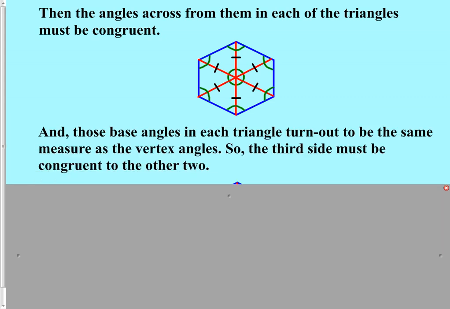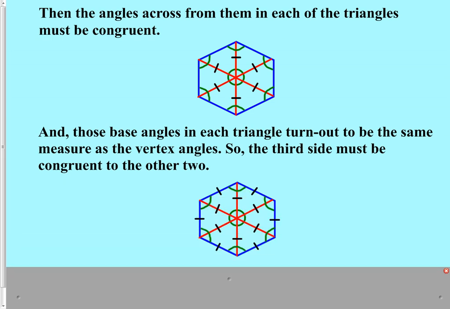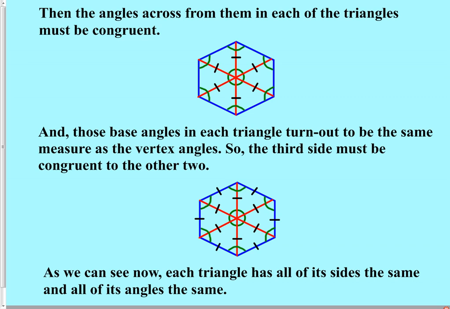Now, even further, those base angles in each triangle end up being the same measurement as I just said. So that means that the third side of the triangle must be congruent to the other two. Since all three angles are the same, all three side lengths must be the same. So what we are looking at in this particular instance is a regular hexagon that, by drawing in its three diameters, gives us six regular triangles.